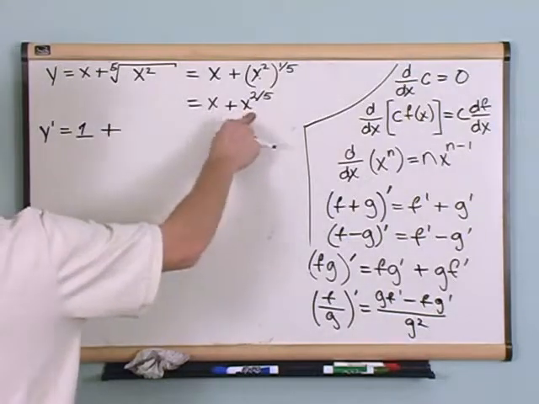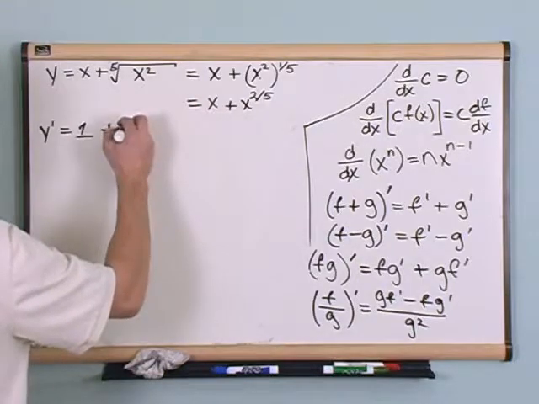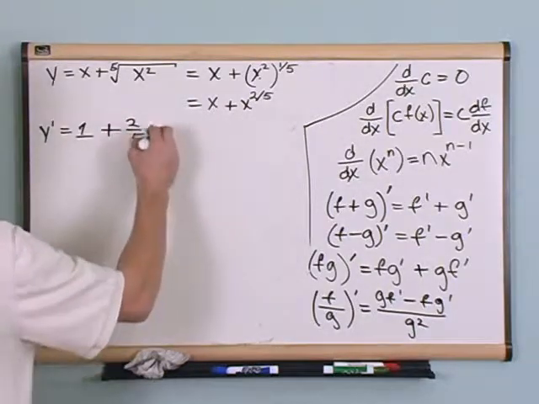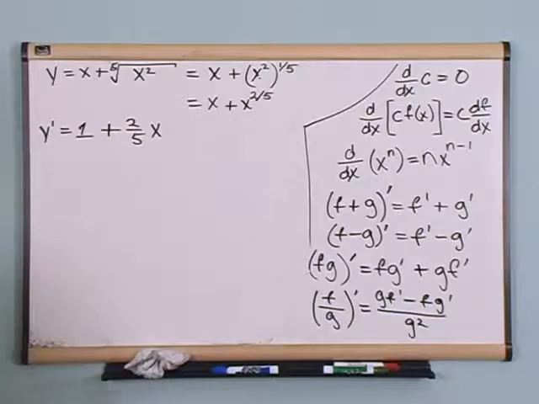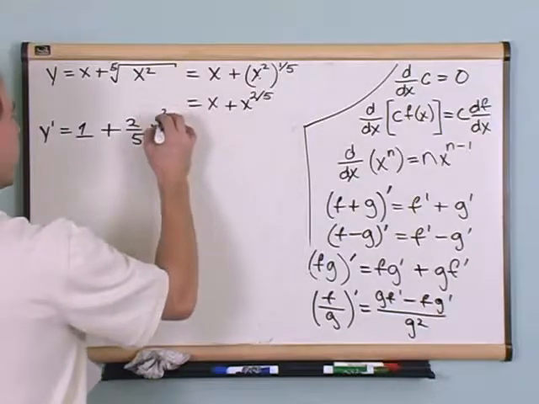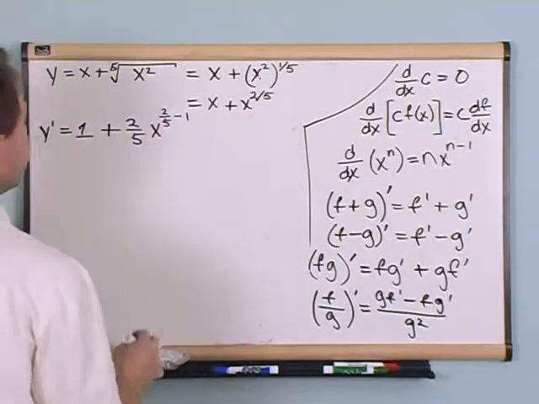Plus, what's the derivative of this one? Take the exponent, put it down, 2/5 x, okay? And then what you're going to have in the exponent is 2/5 minus 1. That's in the exponent.